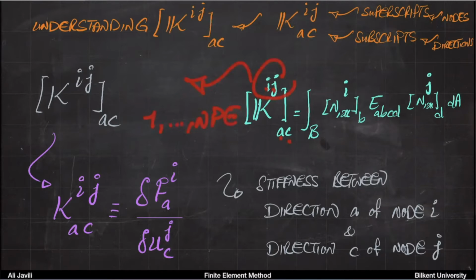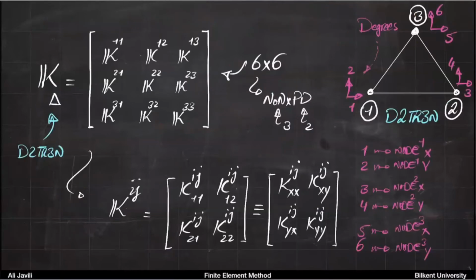So if you have a triangular element with 3 nodes, then your I and J could be 1, 2, and 3. And then A and C, these are the directions. So these are basically, in a 2-dimensional problem, these are either X or Y, which means they are either 1 or 2. So from that perspective, now if you think of a triangular element, let's say for a linear triangular element, you would have 3 nodes. Okay, so this is the 3-noded element.